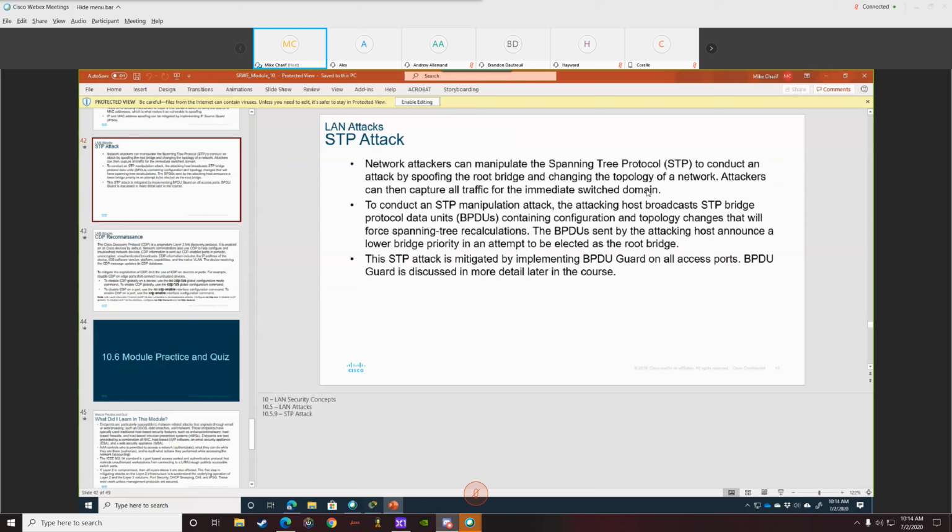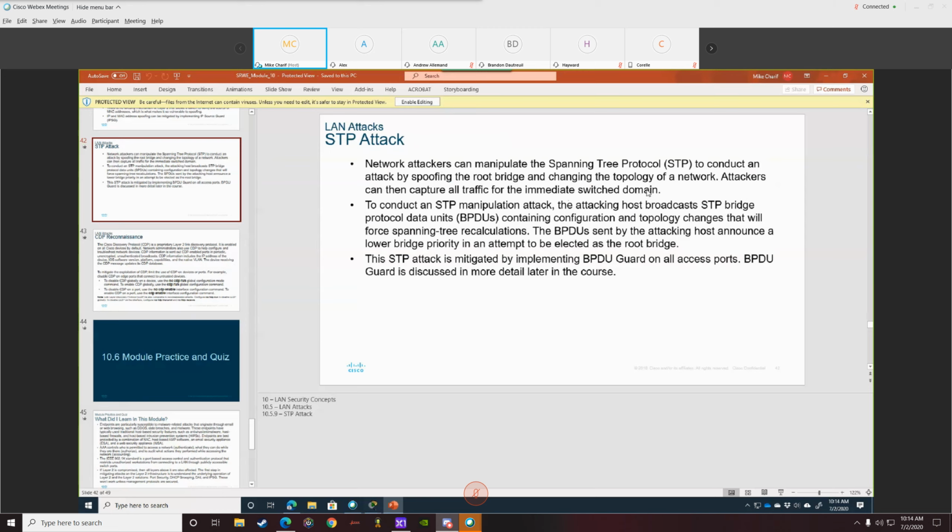So what happens is he can make a false root bridge, because we know the root bridge is the bridge that all the other root ports are going to be connected to. The other switches are going to have a direct connection to it. So what happens if you falsify the root bridge and make yourself the root bridge? You're going to receive all the bridge protocol data units. So you can say, okay, I'm the root bridge, so send all your information.